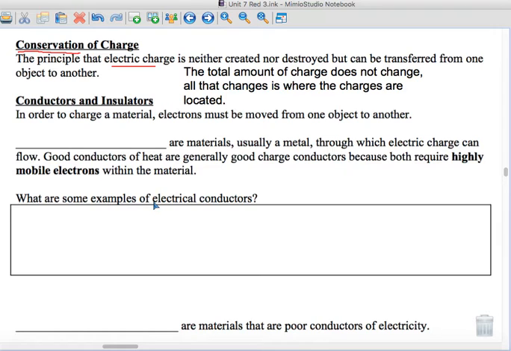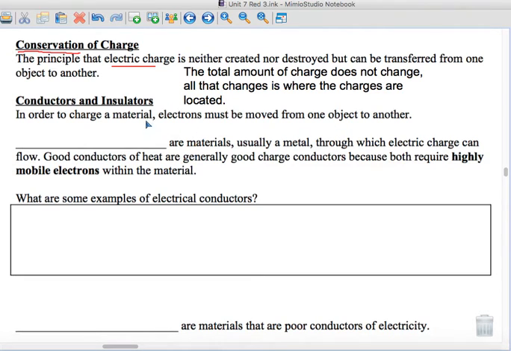So if you have 5 electrons on one atom and 3 on the other atom, then if those 3 electrons go from one atom to the other, we still have a total of 8 electrons, just like we did in the beginning. All that's changed is where the electrons are. Are they in one atom or are they in the other atom? In order to charge a material, electrons must be moved from one object to another. So that's what we're saying here with conservation of charge. To charge something really means you're just moving charge from one thing to another.